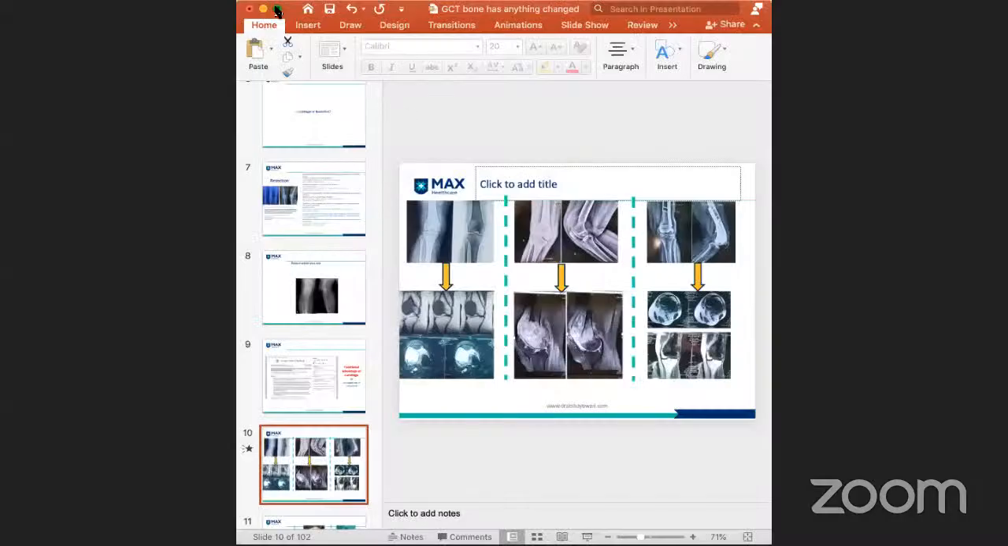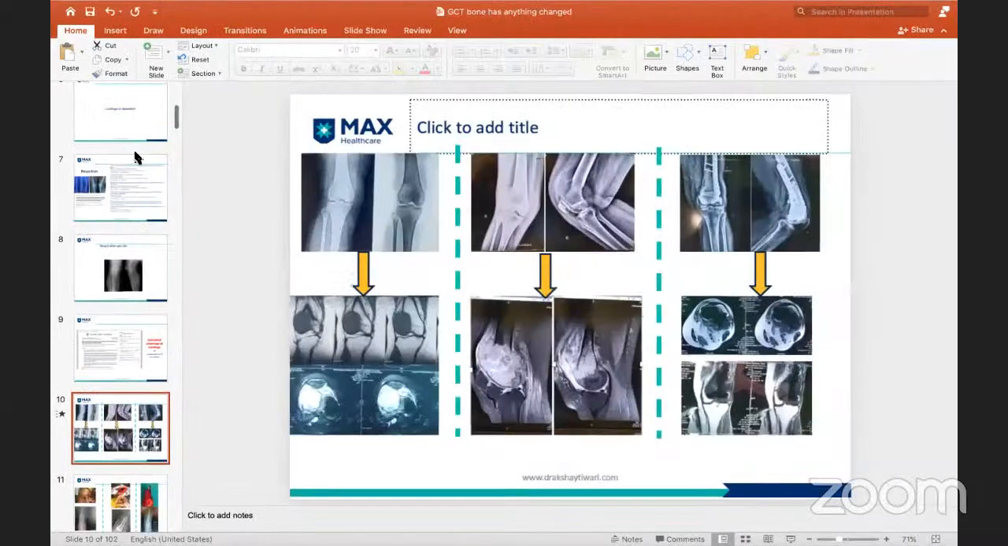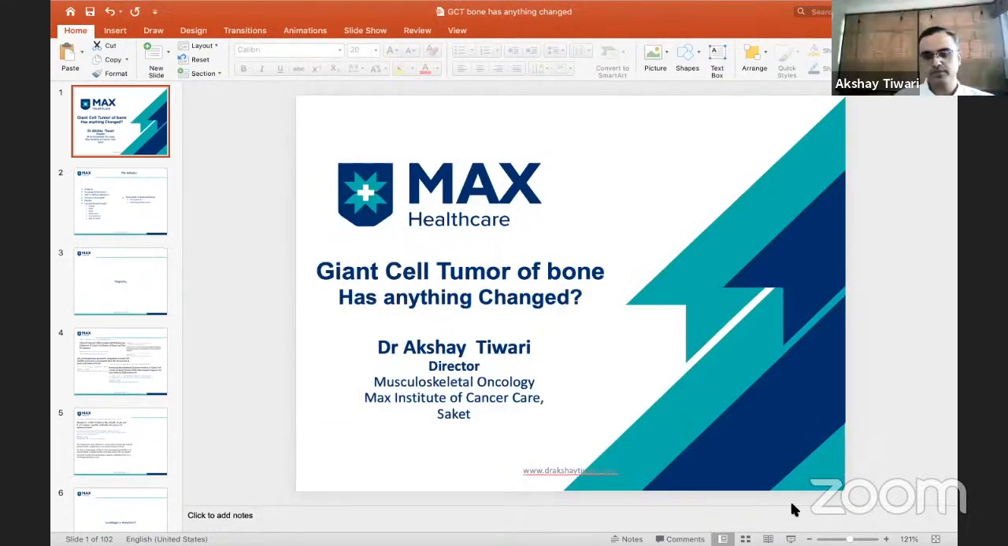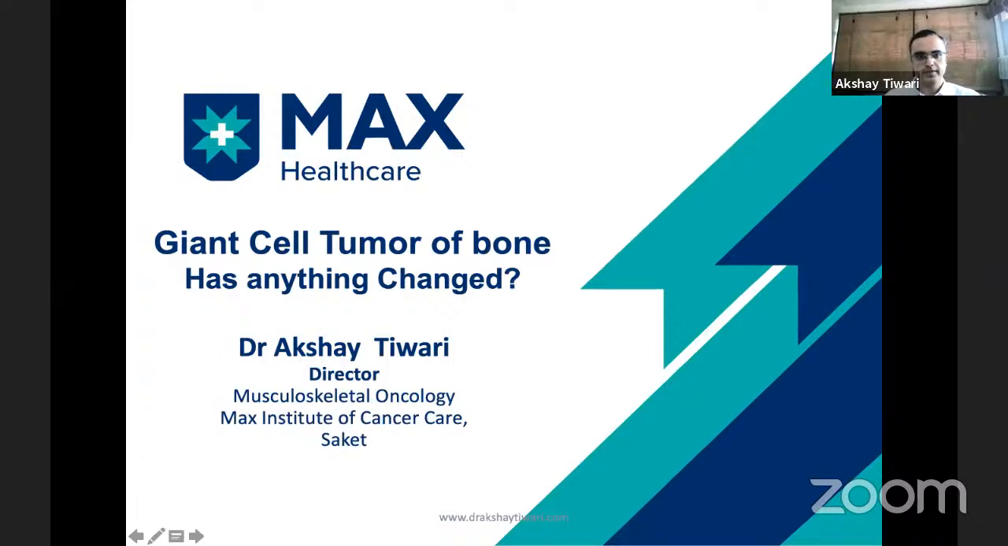And till then, we can ask Akshay to take his talk. Akshay? Dr. Akshay Tiwari? Yeah, hi. Good morning, everyone. Good morning. Akshay, good morning. So Akshay is going to talk about what are the newer developments in the management of giant cell tumor. Or are there really any? So Akshay, all yours. Yeah, is it visible? Yeah, it's visible.